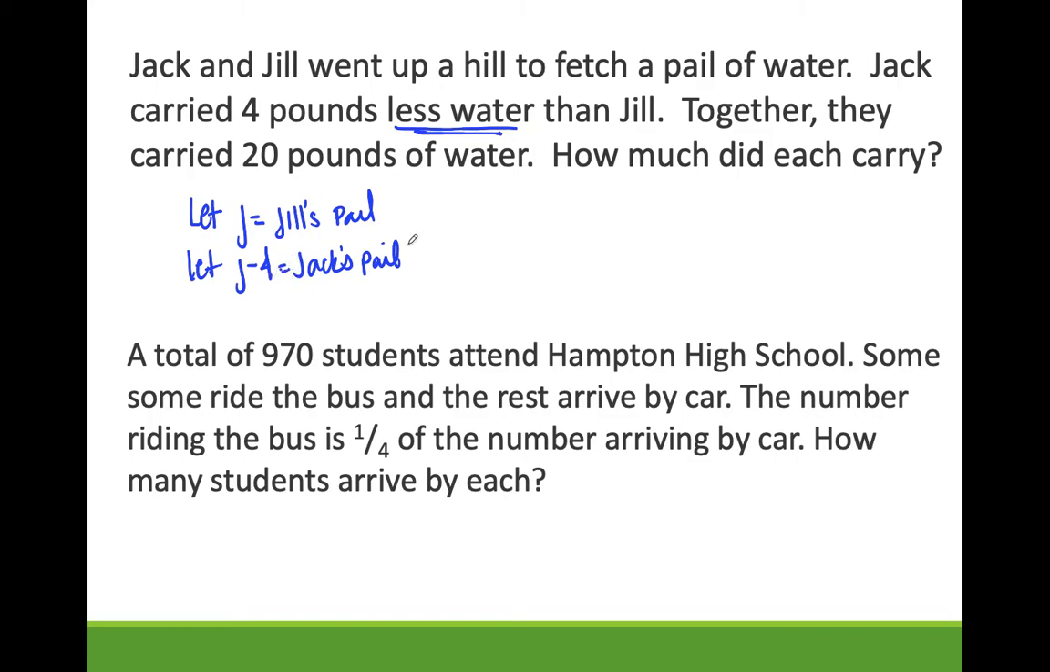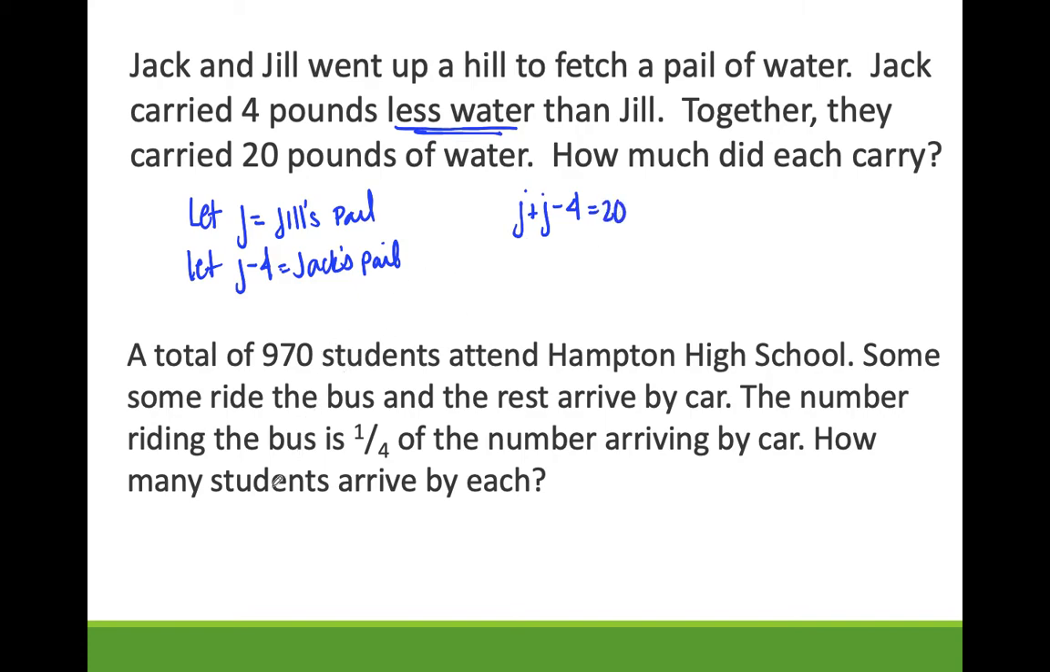Again, you can reverse this. You could say J is Jack and then Jill is J plus 4. I just like to do it the way it's worded in the problem so that it's more of a direct translation. And then it says together they carry 20 pounds of water. So the equation is J plus J minus 4 equals 20.